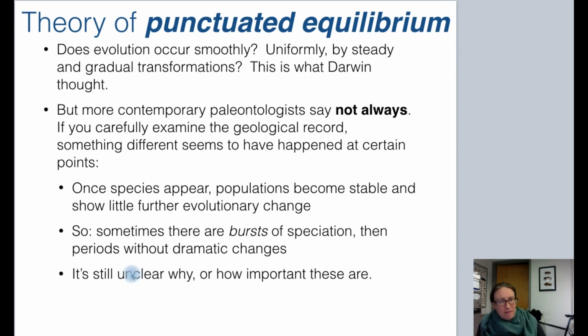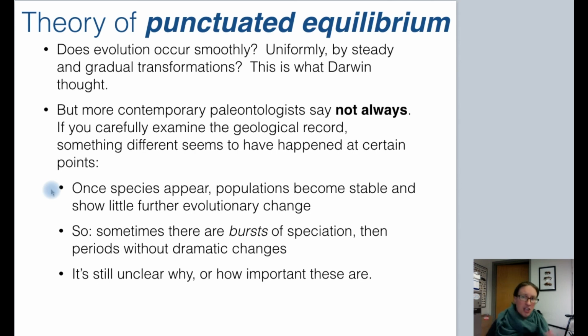So, for example, oftentimes it seems like once a group of species appears, then populations are stable and we don't see a lot of other evolutionary change. And so basically, what a lot of paleontologists think is that in a lot of cases there can be a burst of speciation and then a period without a lot of dramatic changes. So that collectively has then been given this name of punctuated equilibrium.